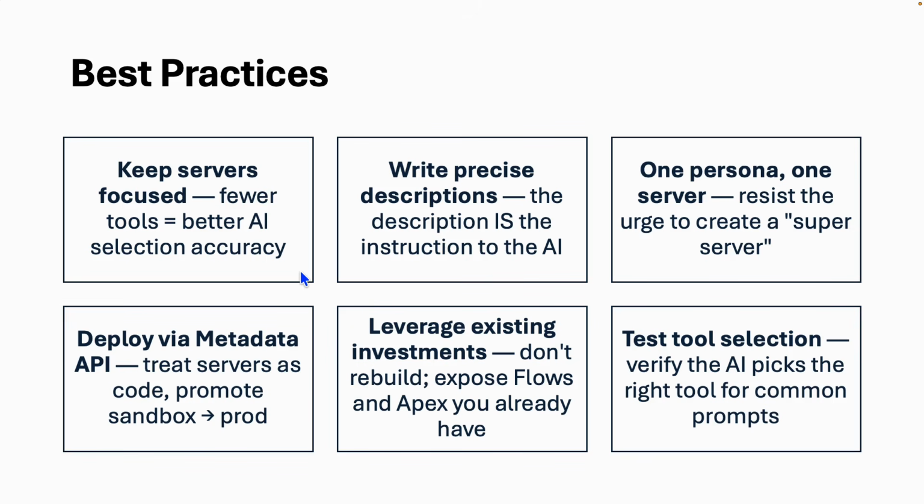And the next one here is deploy via metadata. You can treat your server configuration as code, build and test it in the sandbox, and then promote it to production through your normal deployment pipeline. Number five is leverage existing investment. Don't rebuild the logic just for the MCP. If you have a flow that does what you need, expose it. If you have a class, expose it. That's the whole point. You do not have to build something new only for the MCP.